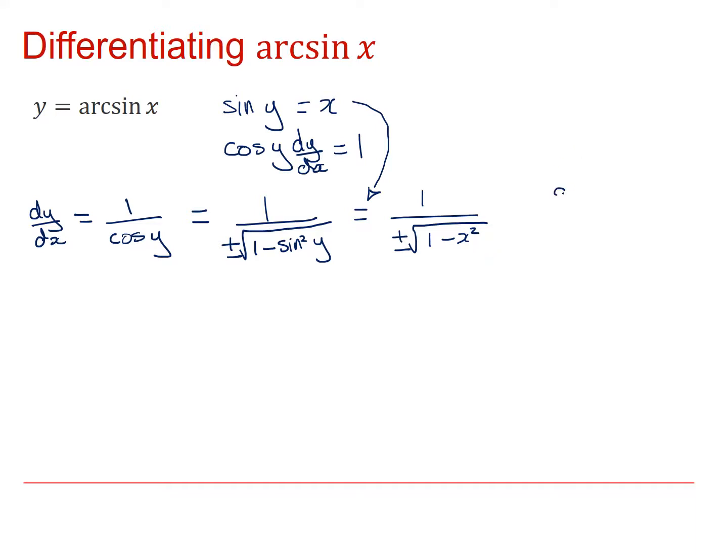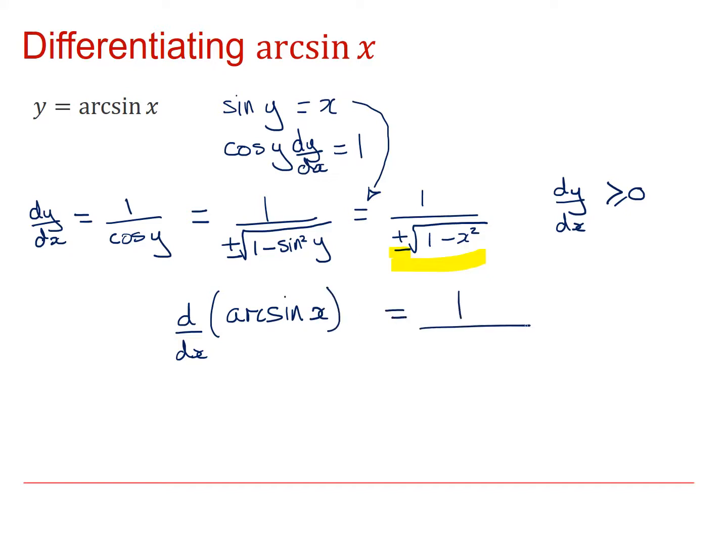Now if you think back to the graph, we saw that dy by dx is always greater than or equal to 0. Which means that this thing here must always be positive, and so I can remove the negative square root. I'm only interested in positive values for dy by dx. So this gives me that my derivative d by dx of arcsin x is equal to 1 over the square root of 1 minus x squared.